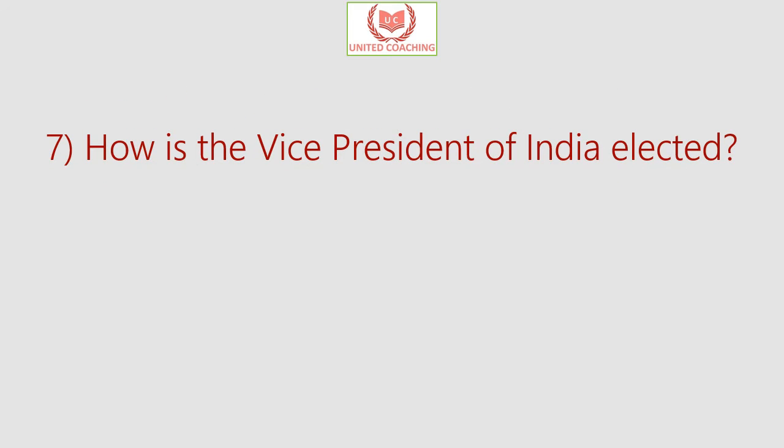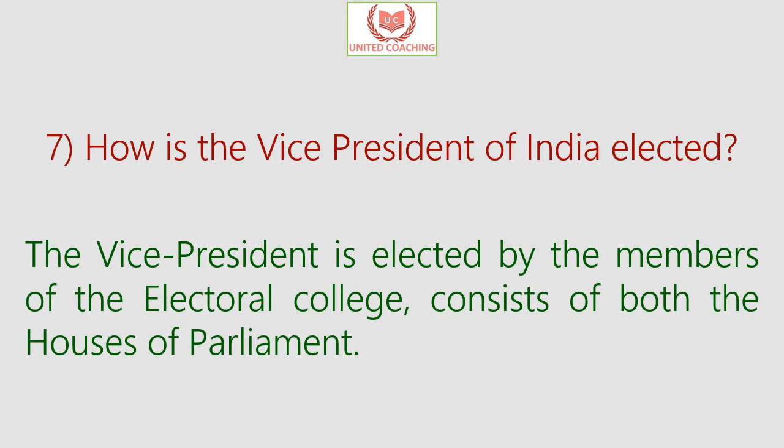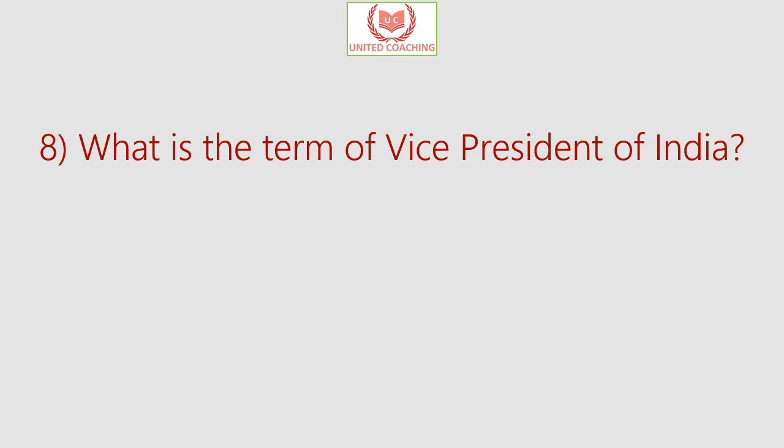Our next question is, how is the Vice President of India elected? So answer is, the Vice President of India is elected by the members of Electoral College, which consists of members of both the houses of Parliament. The voting is by secret ballot conducted by the Election Commission of India. Our next question is, what is the term of Vice President of India? So answer is 5 years. The term of Vice President is 5 years.